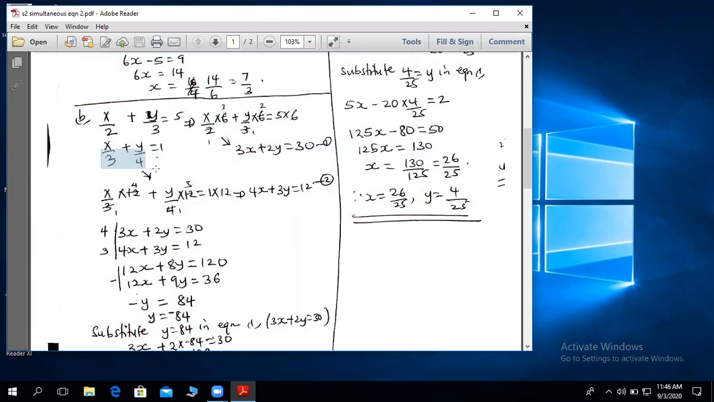The LCM of the denominators, which are 4 and 3, is 12. And I multiply by 12.